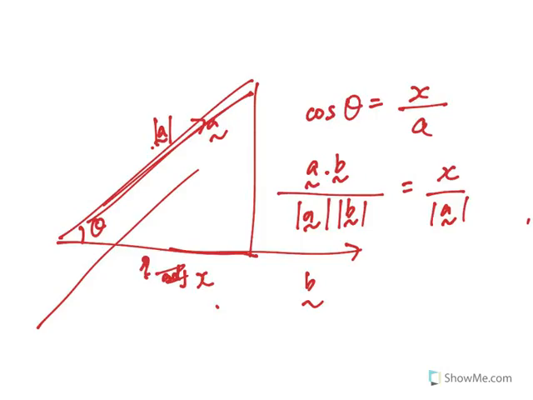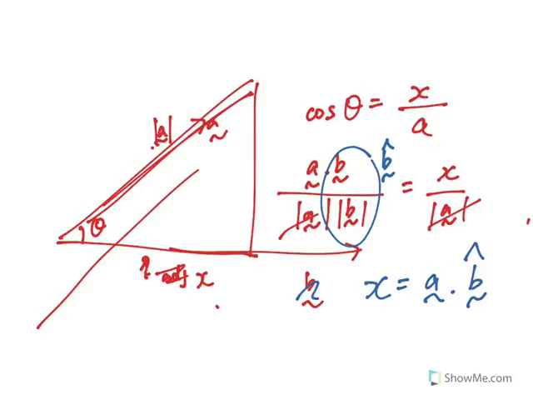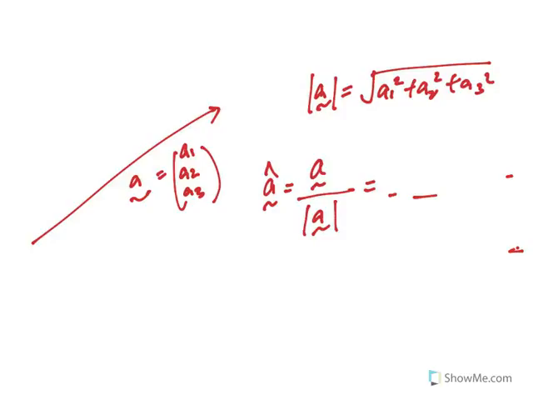So this portion cancels off. What is this portion? This one is just B hat. So X is just equal to A dot B hat. Very easy, you just really have to force yourself to memorize it.